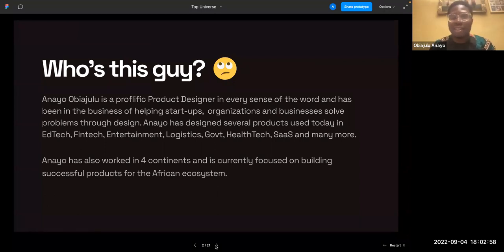I've designed products in the edtech space like Edusco, fintech like Bufex, and logistics like Move Logistics. I'm one of the co-founders of Move Logistics; basically, we run an Uber for logistics model. In the health tech space there's Health Stack and Help, and several other products. Many of these products are doing well in the market, some with revenue of about 15K every month. I don't know what the profit is, but revenue, right? I've worked across 4 different continents, right from here in Nigeria. I'm currently focused on building successful products for the African ecosystem.